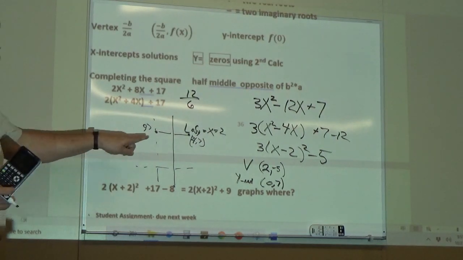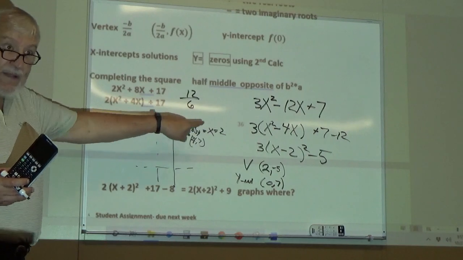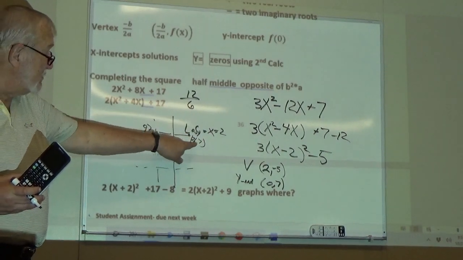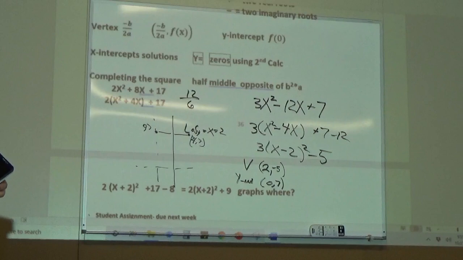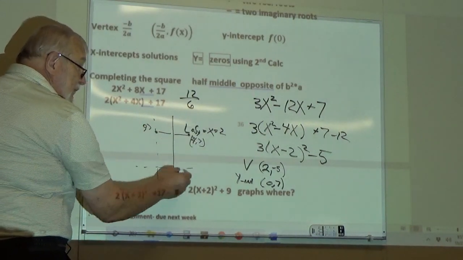That's using the line of symmetry, because this is 0, 7. It takes 2 to get to the line of symmetry. Another 2 will put me at 4, 7. That's also a point on the graph. So now when I look at that, I can almost see where these are going to come down.